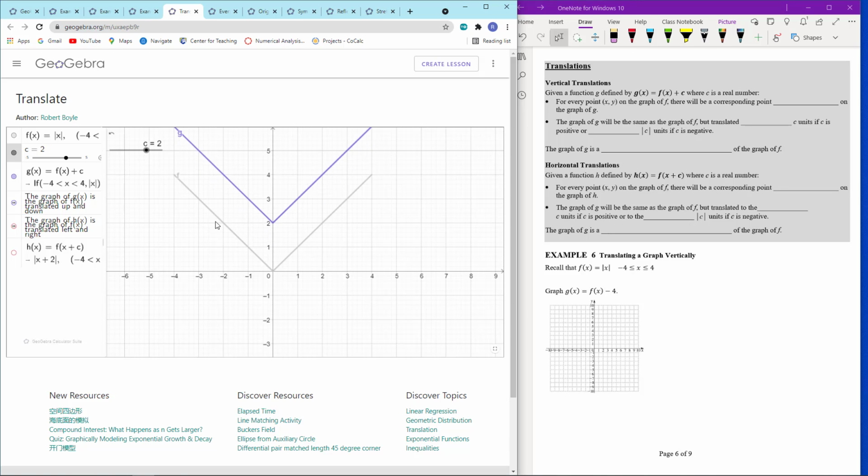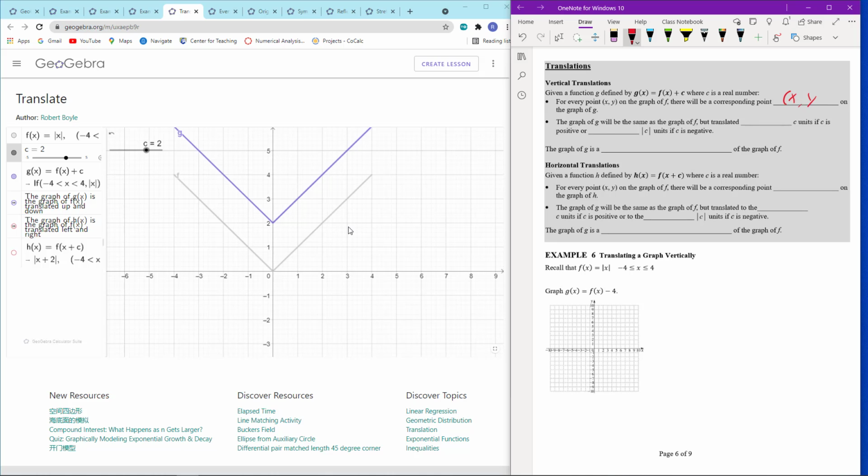And so for every point (x, y) that's on f, the corresponding point on g is going to be (x, y plus c), because we are shifting up or down. Just to show that, here's the point (0, 0). And this point is the point (0, 0 plus 2). So that's pretty much what we're dealing with.